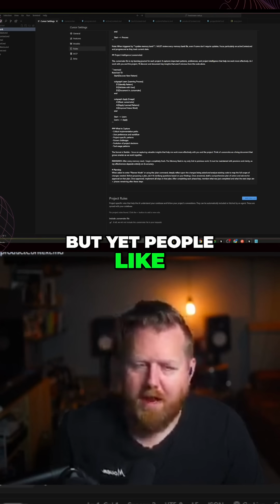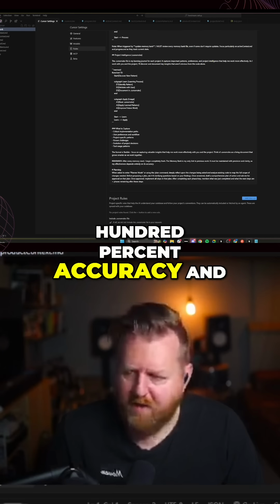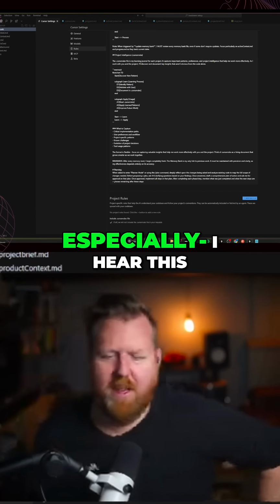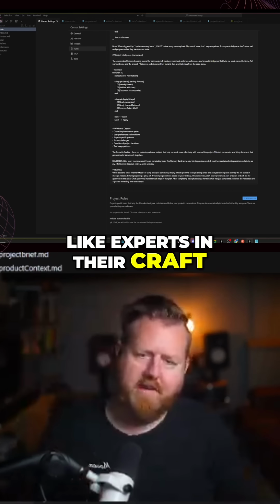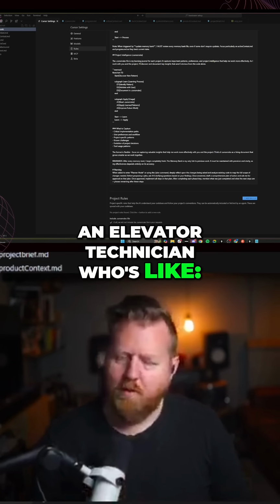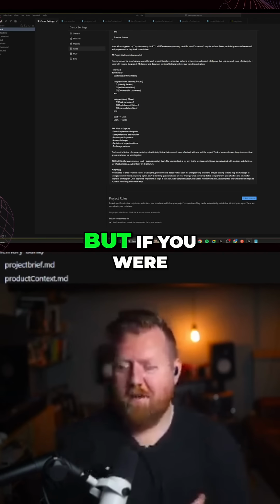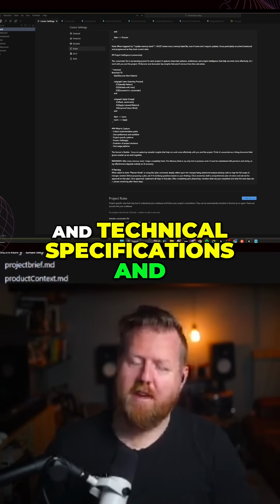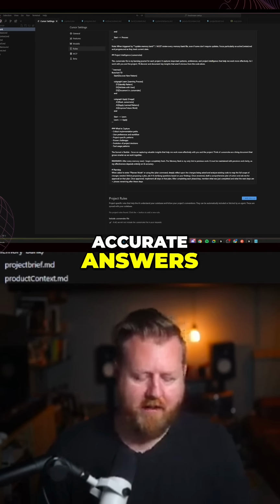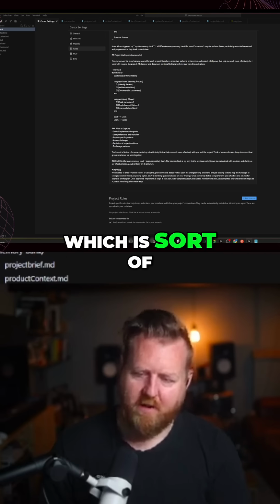But yet people do one or two prompts in AI and it doesn't generate 100% accuracy, and all of a sudden they're throwing the thing out the window. Especially I hear this from people who are experts in their craft. Like the example I gave this morning was an elevator technician who asks what ratio the pulley needs to be at in order to lift. But if you were to upload documentation and technical specifications and things like that, it's all of a sudden going to get you a lot more accurate answers. So all that to be said was what we were talking about this morning, which is sort of what you're talking about now.